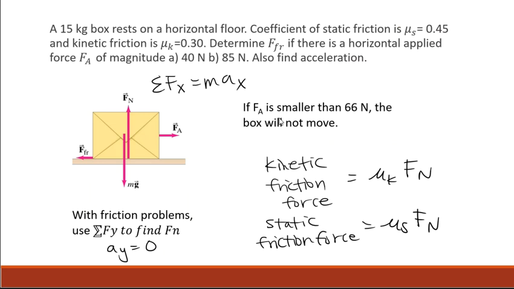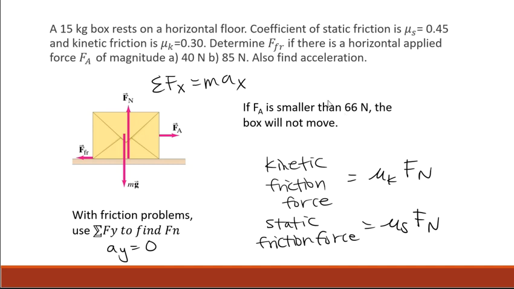And note that, for this problem, we found what that maximum point is. We found that maximum point is 66 newtons. So the maximum static friction force is 66 newtons. So you need to have a force of at least 66 newtons for the box to move.